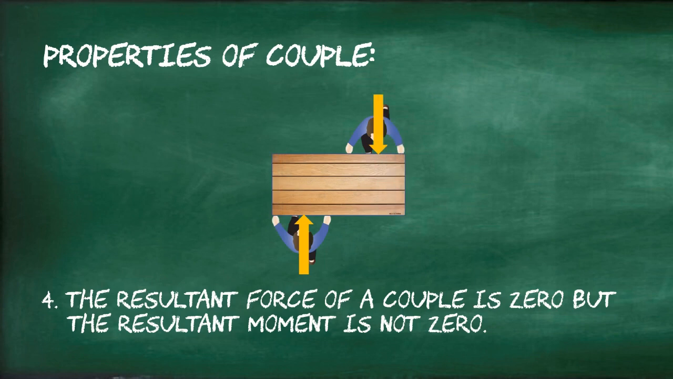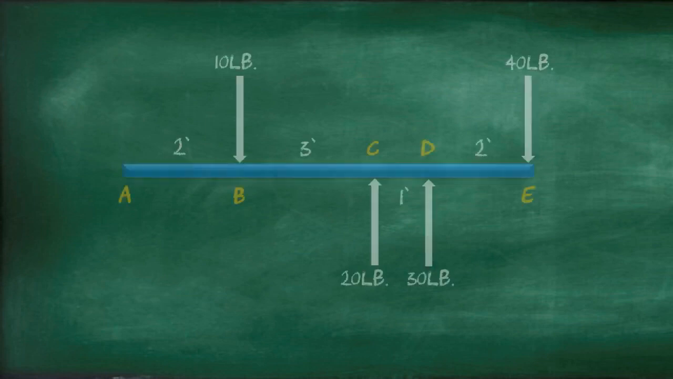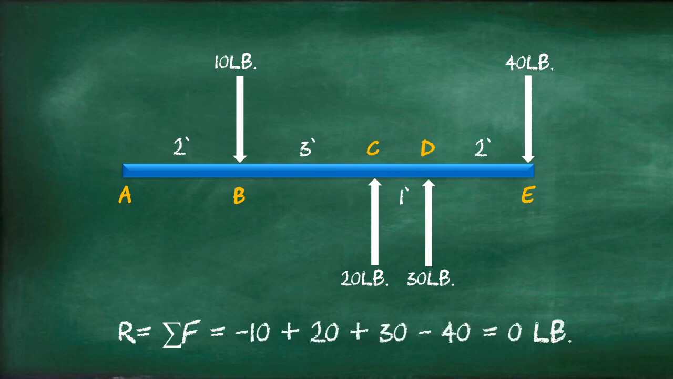For example, in this image, the two forces' resultant is zero because they are positive and negative forces, so they will be cancelled out. Let's have another example. The magnitude of a resultant is given by the summation of forces that is equal to negative 10 plus 20 plus 30 minus 40 equals 0. But you should not assume that there is no resultant at all.